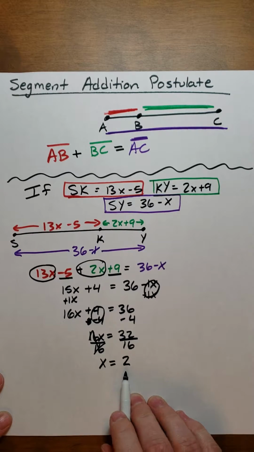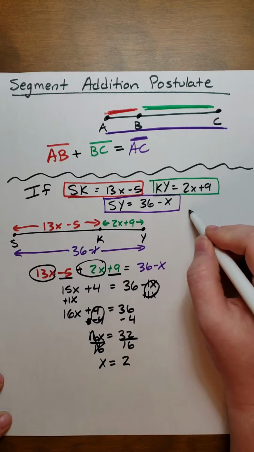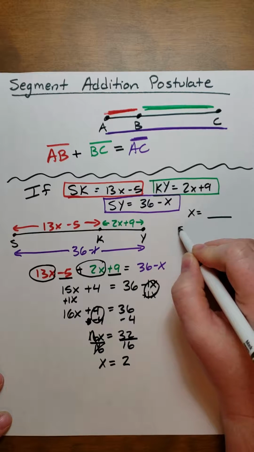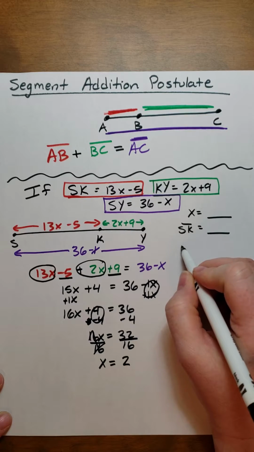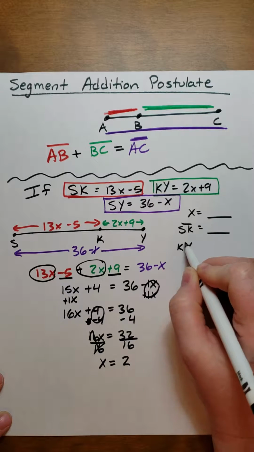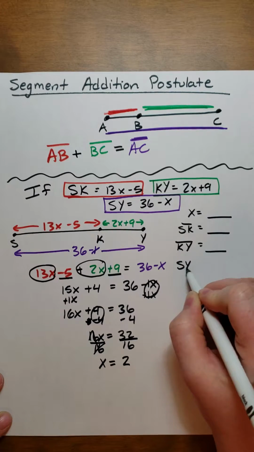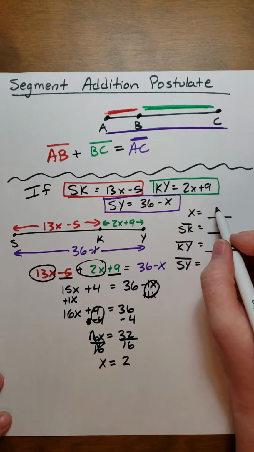Now, I forgot to mention what we're looking for on this problem. We're asked to find what is x, what is the distance of SK, what is the distance of segment KY, and what is the distance of segment SY. So we just found that x is 2.